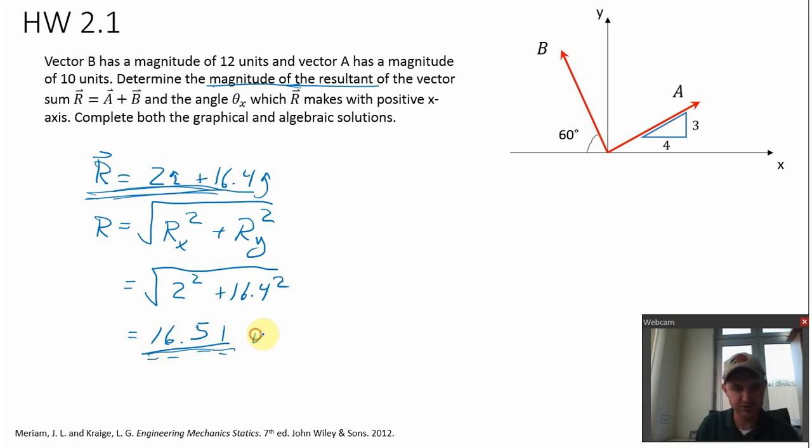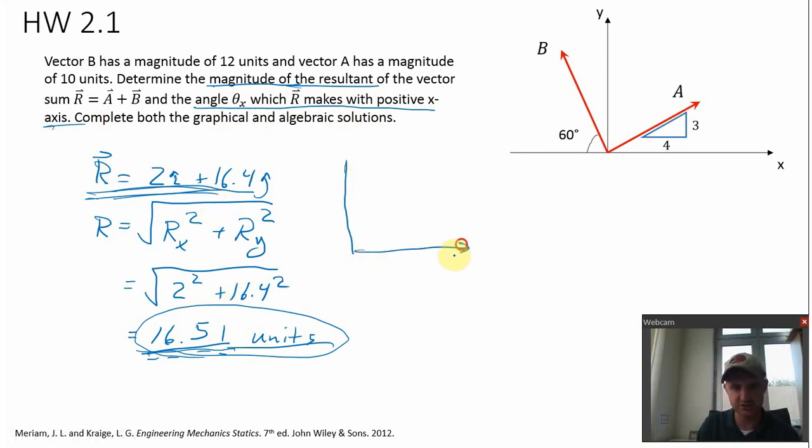And what are the units here? Again, we don't know, so we'll just say units. Okay, so there's the magnitude using the algebraic approach. Now the second part of the question asks to find the angle theta x, which R makes with the positive x-axis. Let's sketch this vector. There's the x, y. Remember, here was vector A, there was vector B, so there's the resultant vector R.